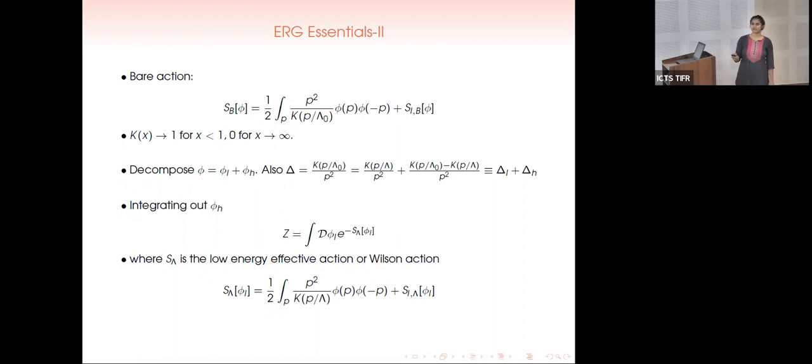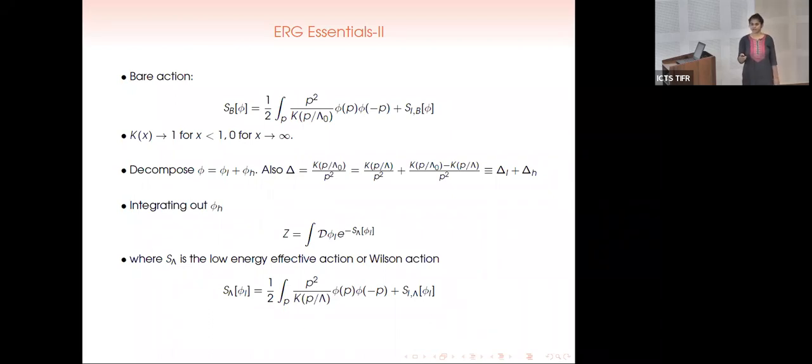That will contain the non-trivial irrelevant terms mentioned before, and the total partition function will be an integration over low energy modes. This S lambda is called the low energy effective action or Wilson action, which is given by this expression, where S I lambda are those non-trivial irrelevant interaction terms. And now you can see from this term that this new theory is at scale lambda.